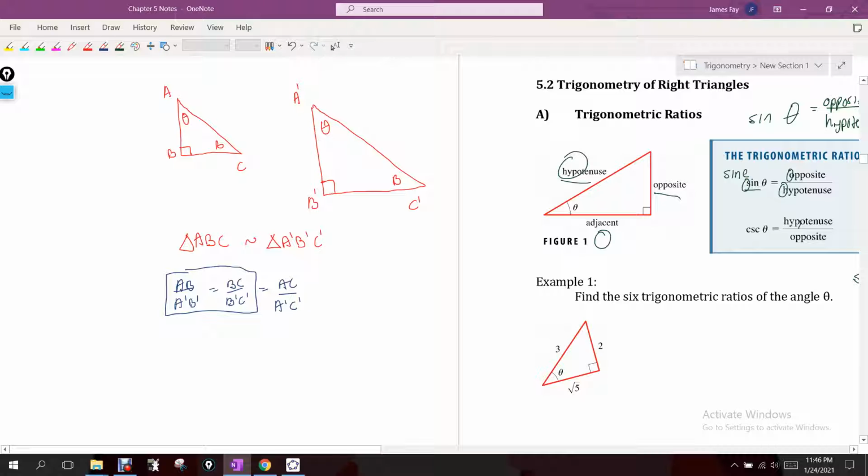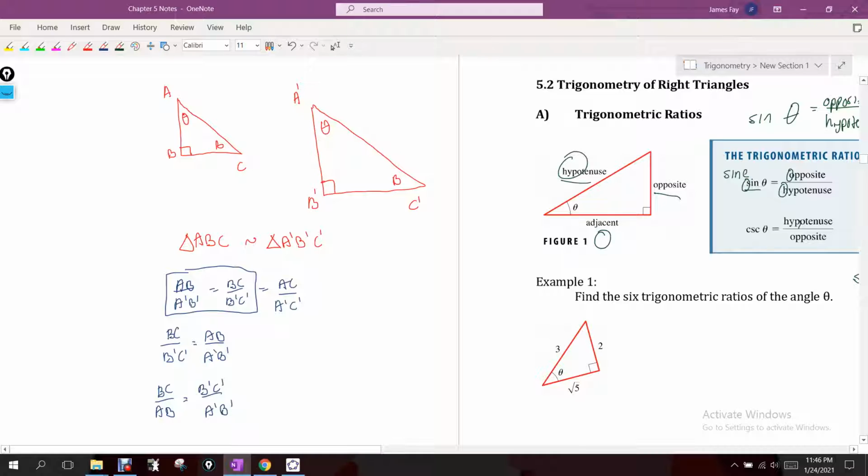Now, if I want to look at just comparing those two, what we can do is rewrite this as BC over B prime C prime equals AB over A prime B prime, and that's just taking this first one and flipping these two. You can do that with the symmetric property. And now if I interchange the means, I get BC over AB, so B prime C prime over A prime B prime.